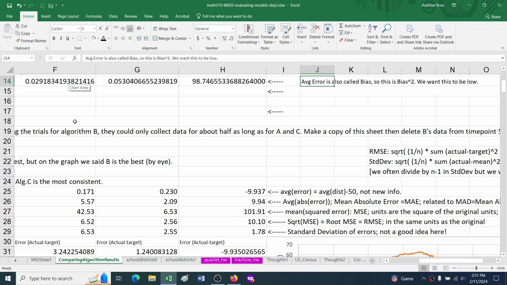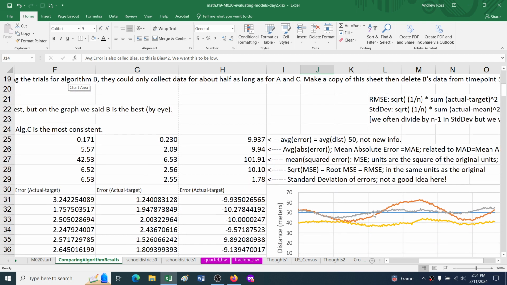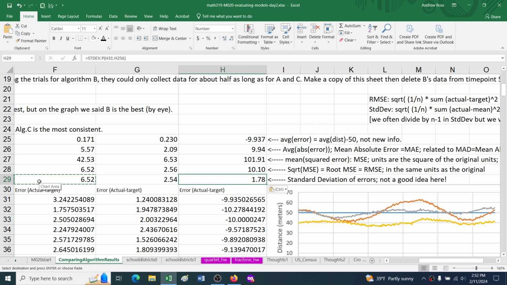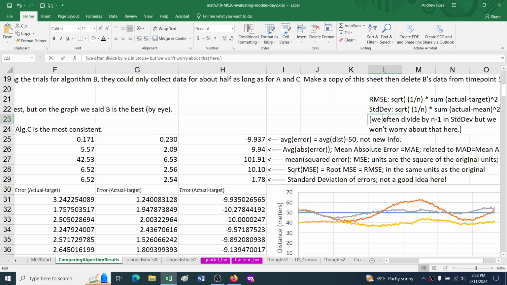We also wanted not too much wandering around. Large waves are worse than small waves. So we also talked about the standard deviation of the errors. And we said that wasn't a great idea because it ignores the bias. I'm going to make a small change to the standard deviation formula here. I'm going to use the standard deviation for a population that divides by n instead of n-1. It's not a big deal, but I mentioned it here as well. So we want the standard deviation to be low as well.